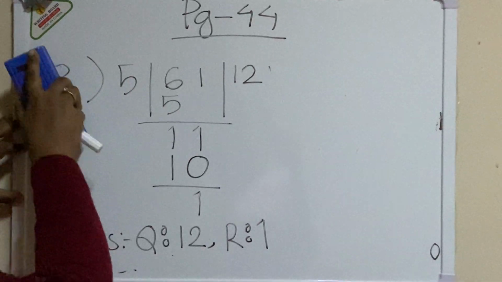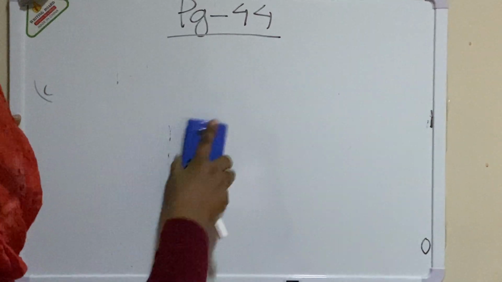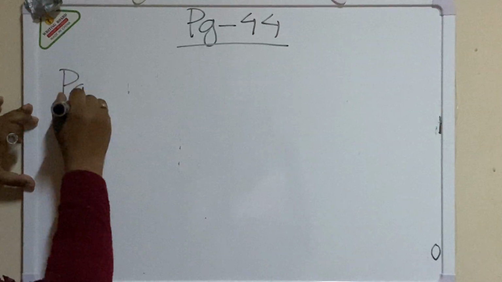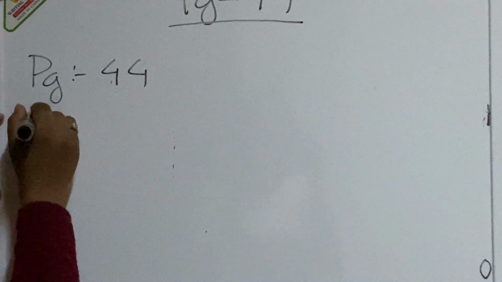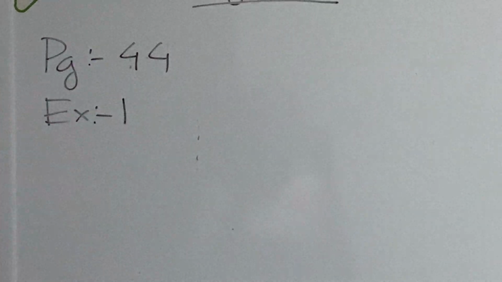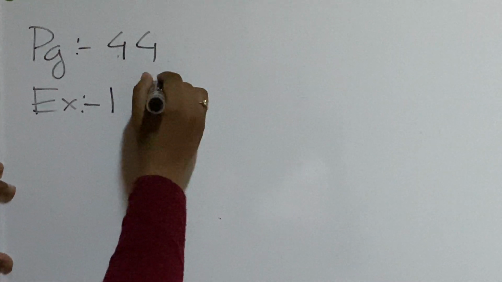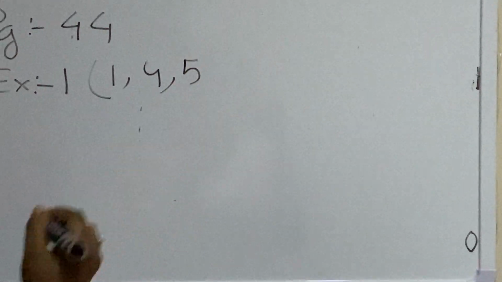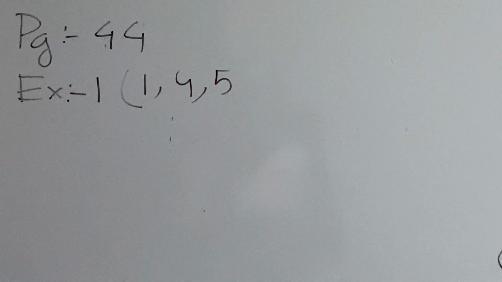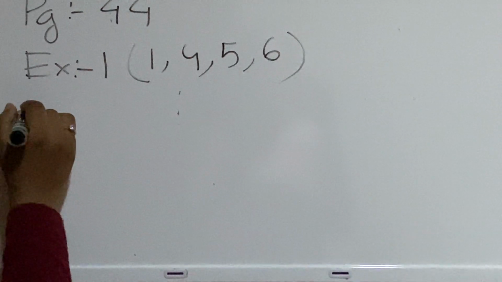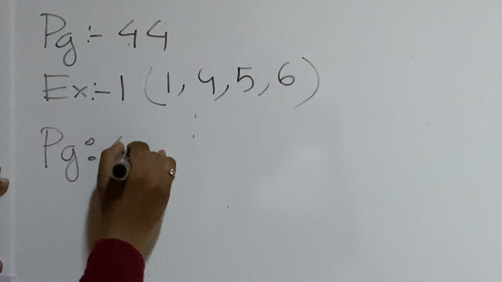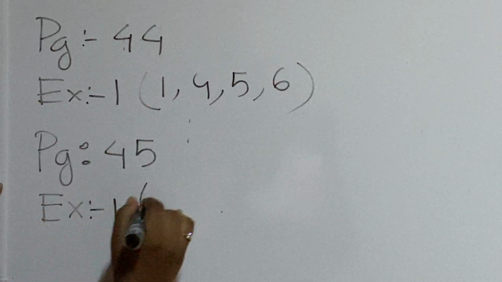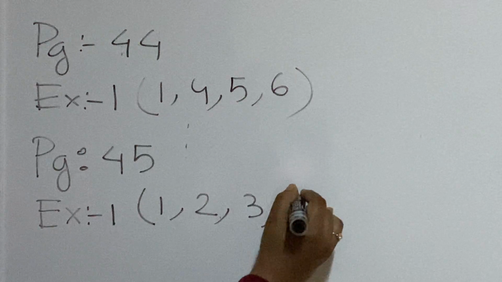Okay. If you follow this procedure, you can do some numbers by yourself. That is allocated: page number 44, exercise number 1, 4, 5 and 6, and page number 45, exercise number 1, 2, 3, 4.